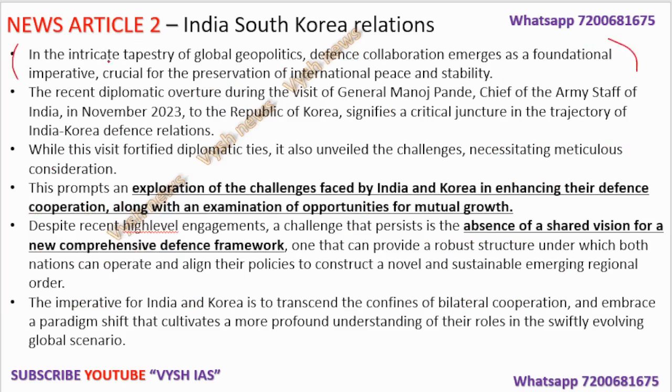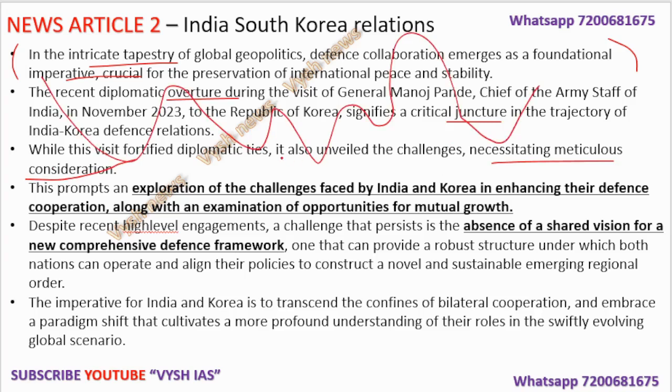Simply unwanted English is there: intricate tapestry, imperative, critical juncture or overture. If you read this, necessitating meticulous consideration, whatever nonsense he has written is of no use to you for the exam. Don't write your answers in flowery language in UPSC. It will not be appreciated by the mains examiner.